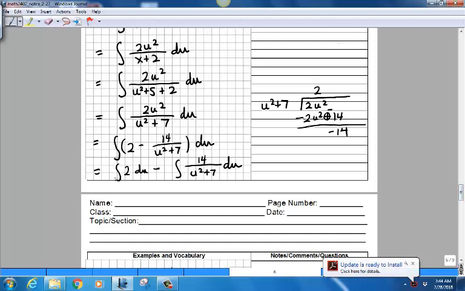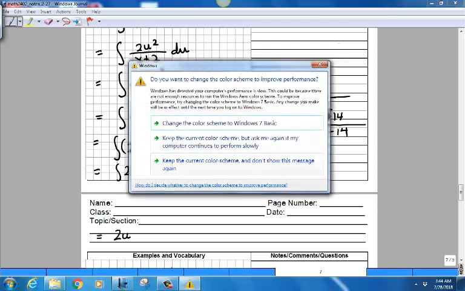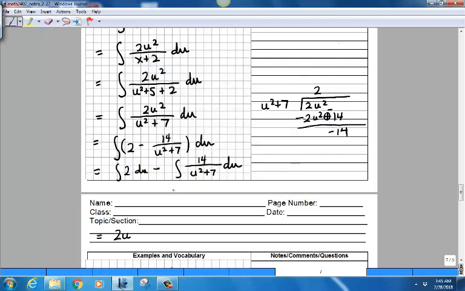And these two integrals now I can actually integrate, right? The first one is very simple. It's very easy to find the antiderivative of 2, right? That's just going to be 2u, of course. And then the second integral, I'll be able to integrate using the arctan function, because notice I can think of this denominator as being the sum of two squares, right?